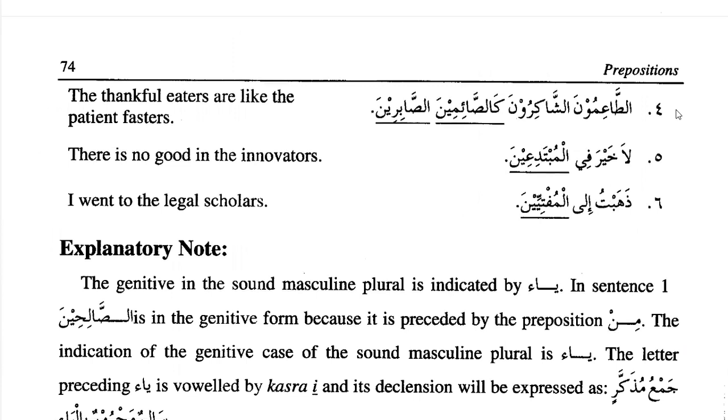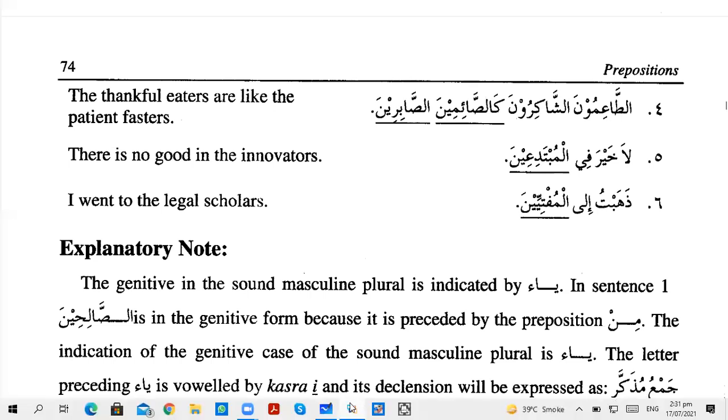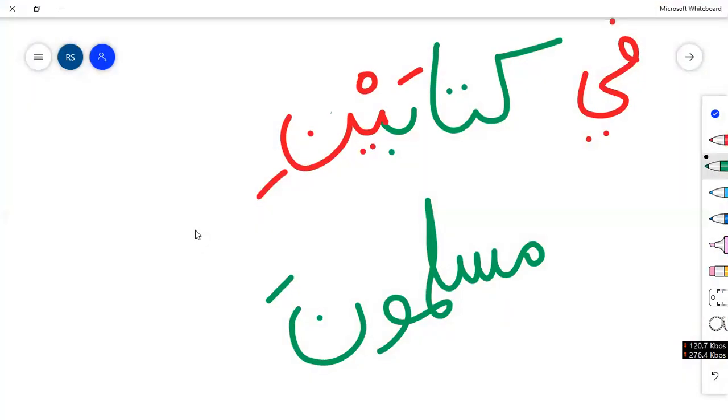At-ta'imuna ash-shakiruna ka-sa'imina sabirin. The thankful eaters are like the patient fasters. La khayra fil mubtadi'in. There is no good in the innovators. Zahabtu ilal muftiyin. I went to the legal scholars. What is the marfu form of saimin, Mishka? Saimun. Sabirin: sabirun. Mubtadi'in: mubtadi'un. Muftiyin: muftiyun. Okay.